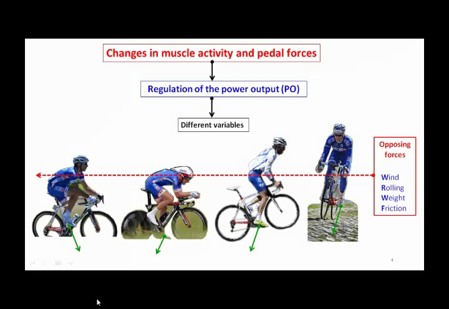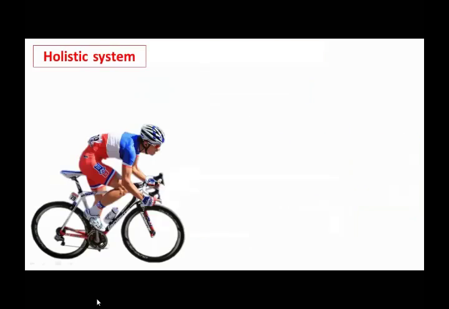The rolling resistance is very important here, and the weight of the rider plus bicycle plays an important role in the climb. The different mechanical friction of the parts of the bicycle also plays an important role.